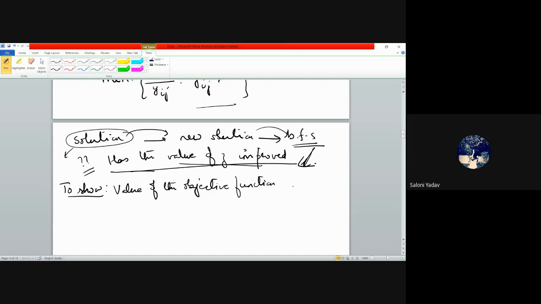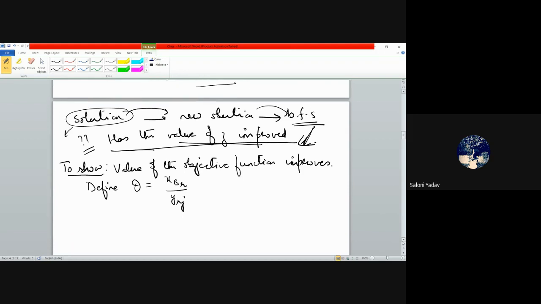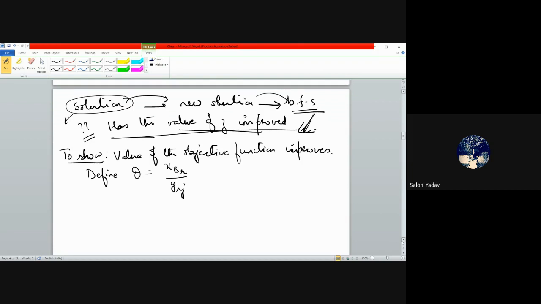So now we show that the value of the objective function improves. For that, the ratio we defined, XBR upon YRJ, I say let that be theta. Let theta be equal to XBR upon YRJ, which is the minimum ratio that we have taken, the minimum of all the possible ratios. I have defined that as theta.